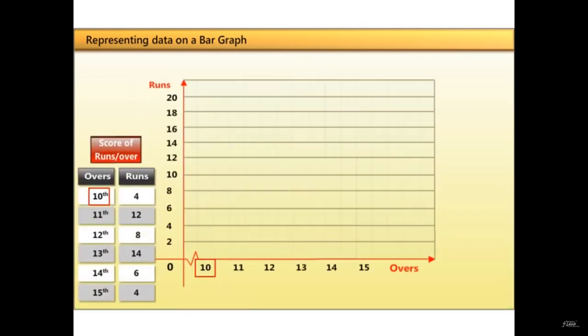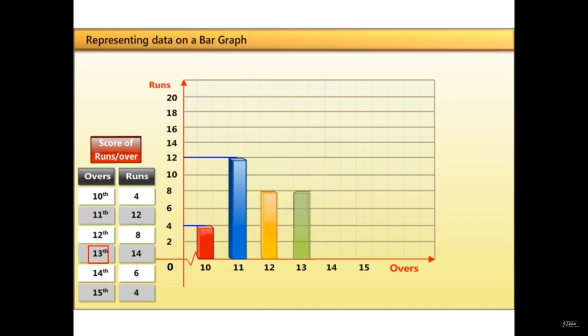In the 10th over, runs scored are 4. So, draw a vertical bar at the point representing the 10th over on the x-axis. The height of the bar will be till number 4 on the y-axis. Similarly, in the 11th over, 12 runs are scored. So, the length of the vertical bar will be till number 12 on the y-axis. Plotting data for the rest of the overs, we get the complete bar graph.